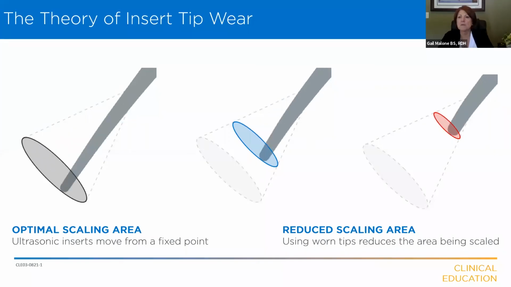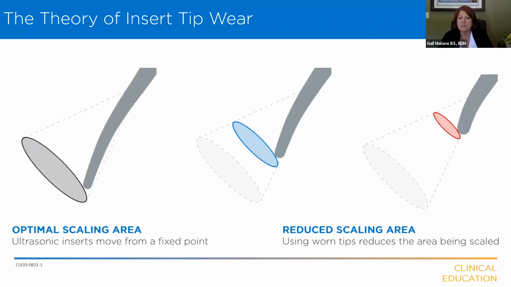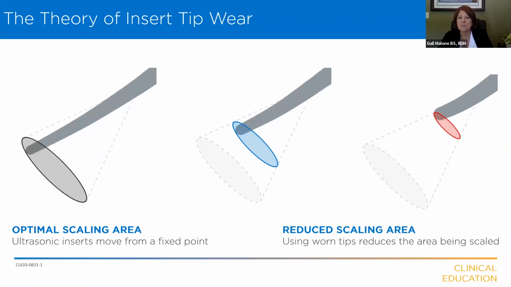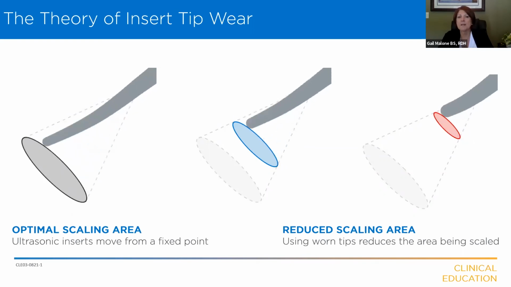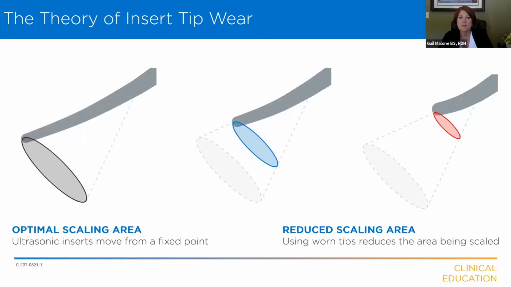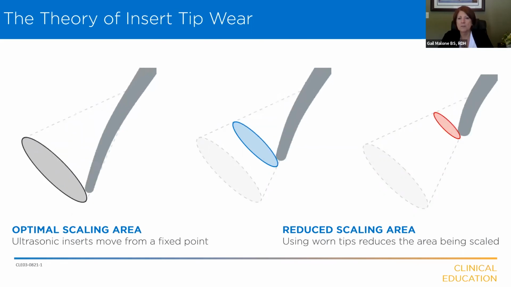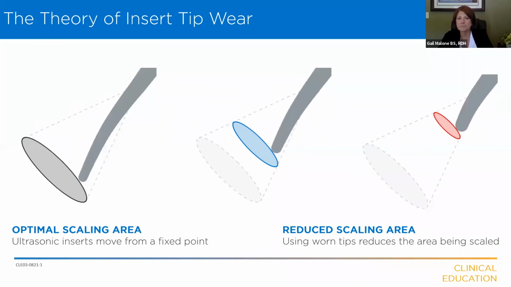We want to make sure that we are measuring and monitoring our ultrasonic tips for wear, because this can impact a number of things. So you can see in this image, optimal scaling area, as we're seeing on the left-hand side with a brand new insert. We're getting that long stroke, and we have an insert that is essentially brand new.